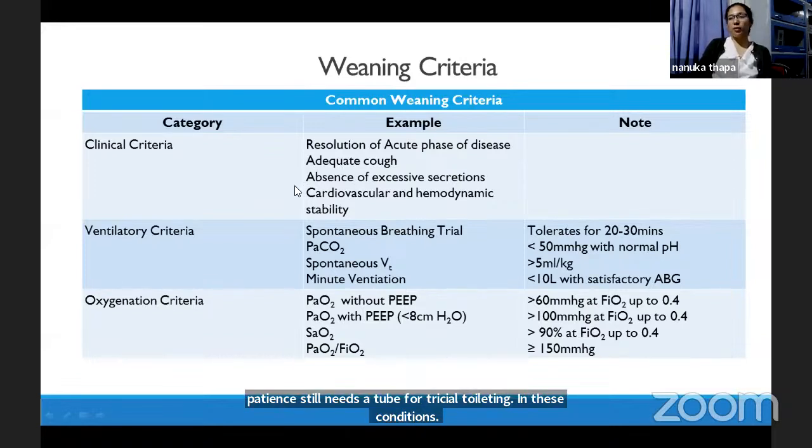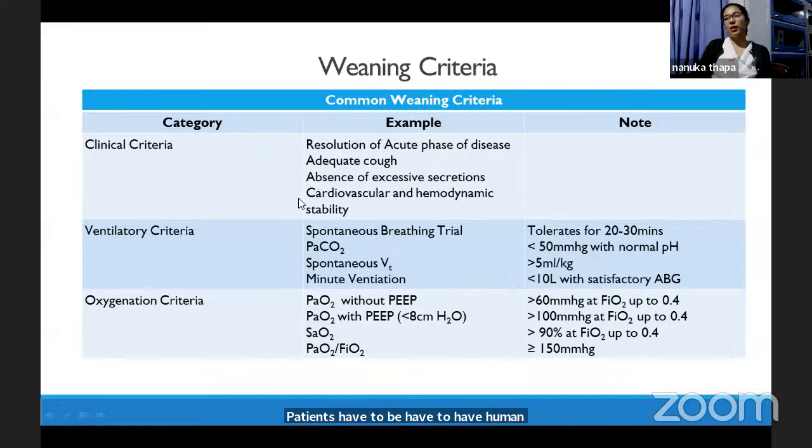Patients have to have hemodynamic stability. Patients on multiple inotropes, or patients who are dehydrated, cannot be weaned. If we try to wean them, it will again lead to weaning failure.